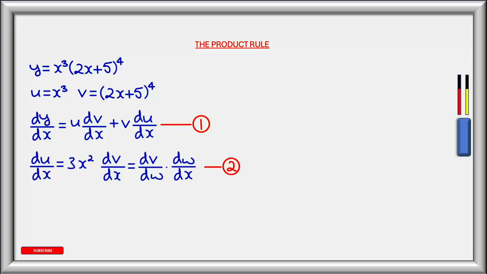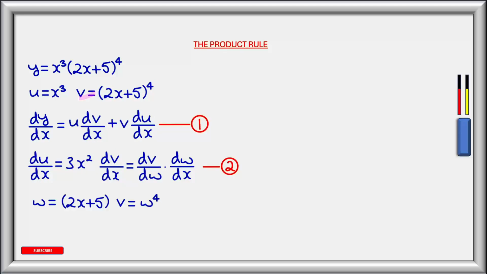And so the derivative of u with respect to x, where u is equal to x cubed, evaluates to 3x squared using the power rule. And to find the derivative of v with respect to x, where v is equal to 2x plus 5 raised to the power of 4, we need to use the chain rule and define a new variable w, where dv by dx is equal to dv by dw multiplied by dw by dx.